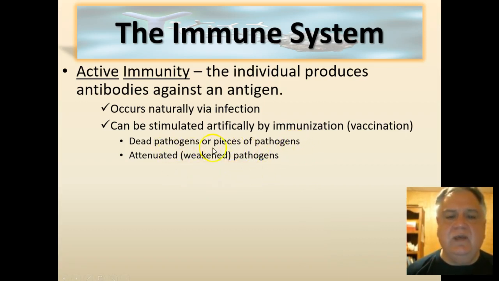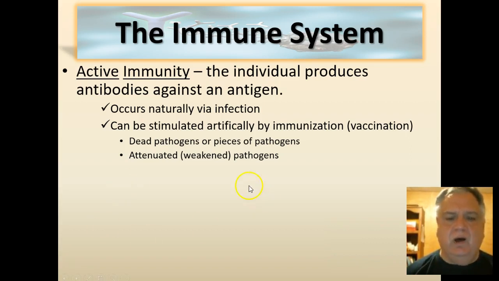Yet these pathogens are dead, or they're pieces of pathogens, so they can't cause any problem. In addition, what can be administered in the vaccination or immunization is attenuated or weak pathogens. Attenuated pathogens have usually been either chemically or heat treated to weaken them to the point where even if they were to infect your body, they're so weak that they can't cause any damage to cells, but your body's still going to respond to them as if they did.